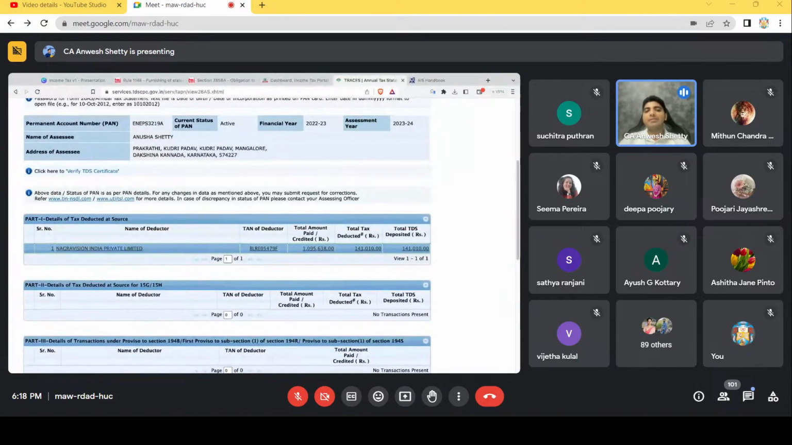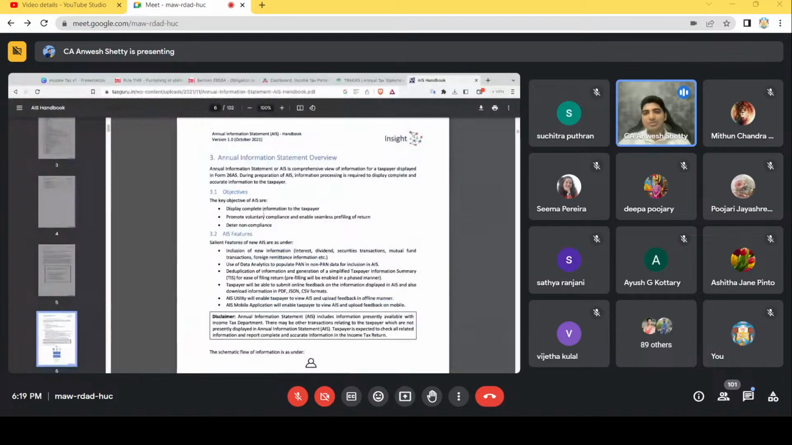So why should I give any other information about how much interest I received from my SB account, or how much dividend I've received? How would the department know? Okay. So that is where they introduced this system called AIS. So I would also want to take you through the handbook that was released on the annual information system.